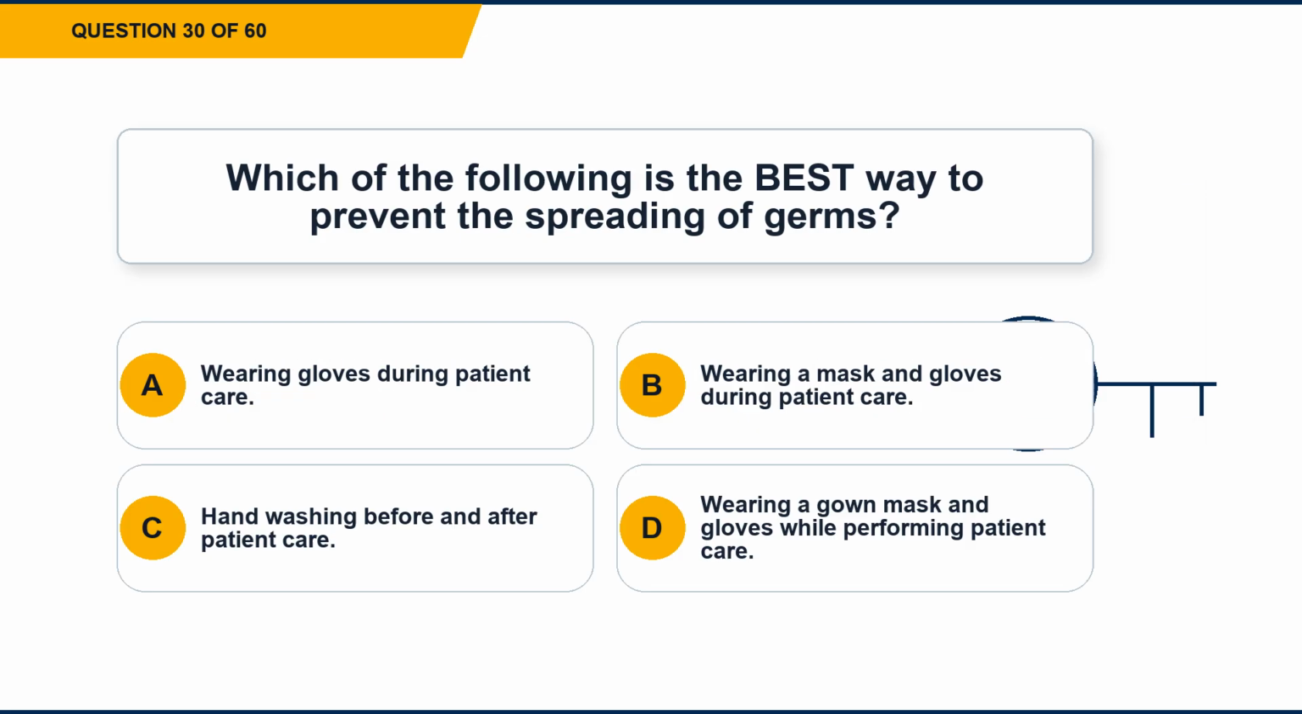Question 30. Which of the following is the best way to prevent the spreading of germs? Option A, wearing gloves during patient care. Option B, wearing a mask and gloves during patient care.